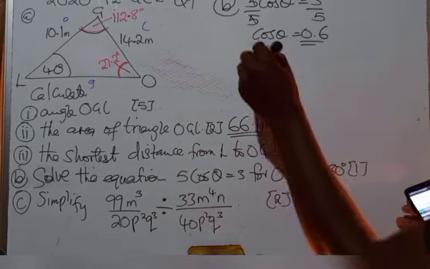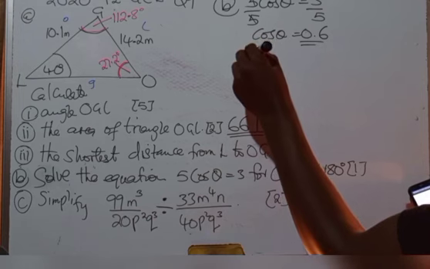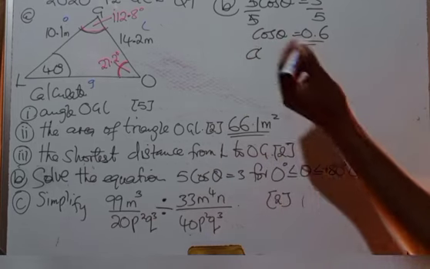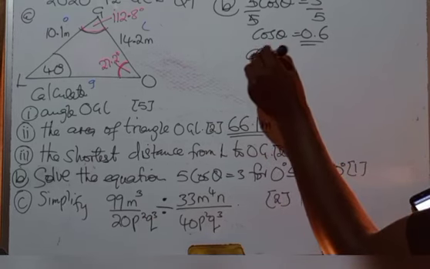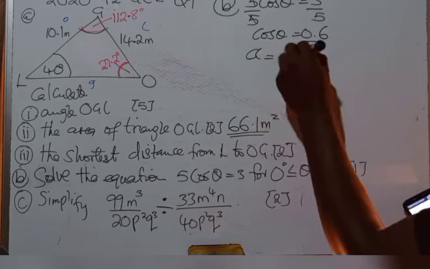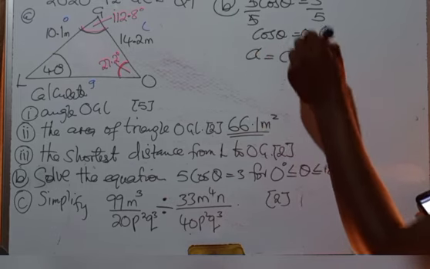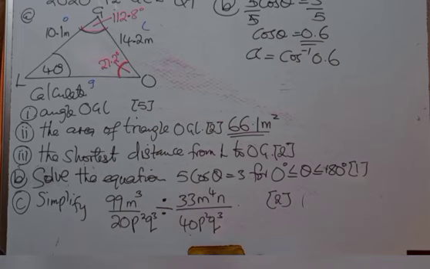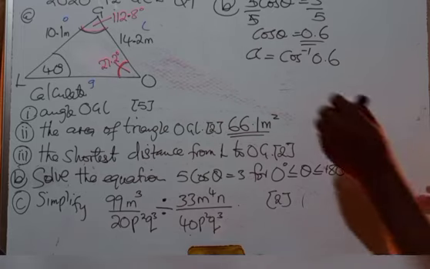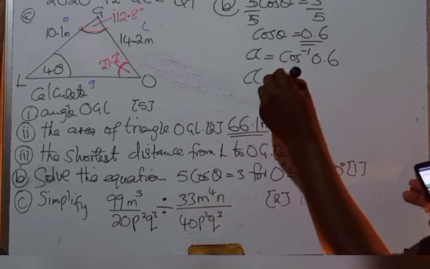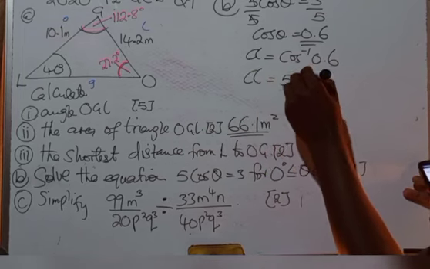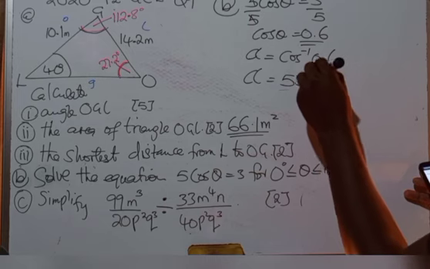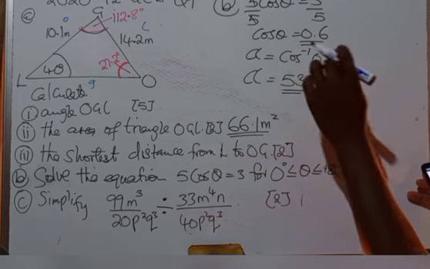will be 0.6. Now, let us find the reference angle. Remember the previous question, we have first to find the reference angle. The reference angle is the inverse of what we have there. What is the inverse? Shift cos inverse of 0.6. The answer we have for the reference angle is 53.1. That is the reference angle.